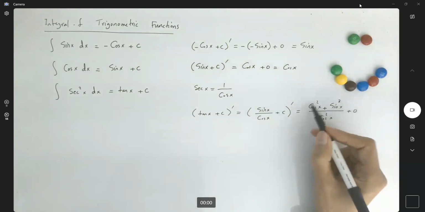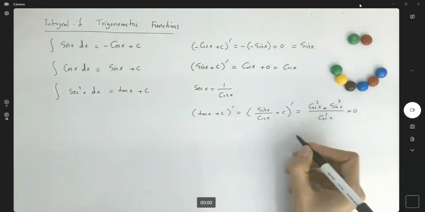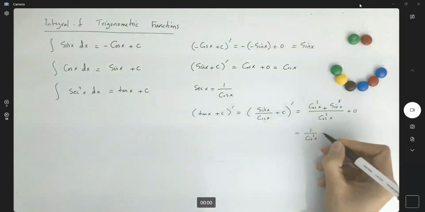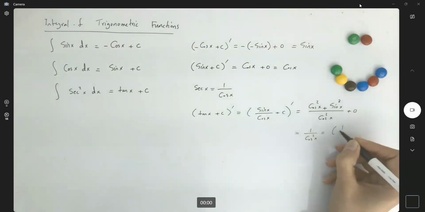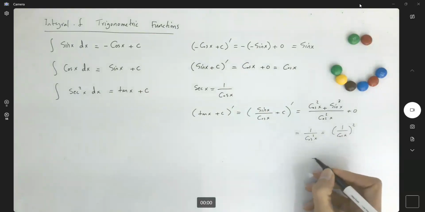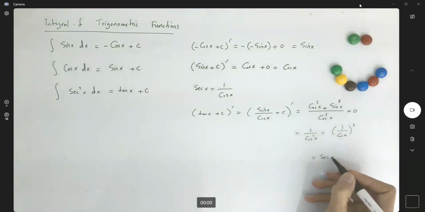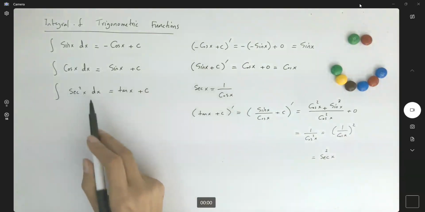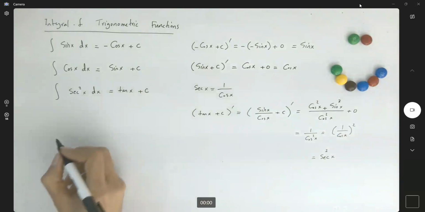But on the numerator, you have a trig identity. This becomes 1 over cosine squared of x, or 1 over cosine x to the second power, which is nothing but secant of x to the second power. As you can see, just right here.